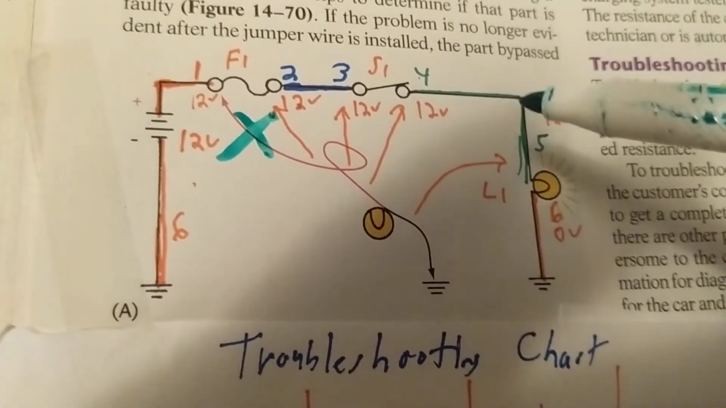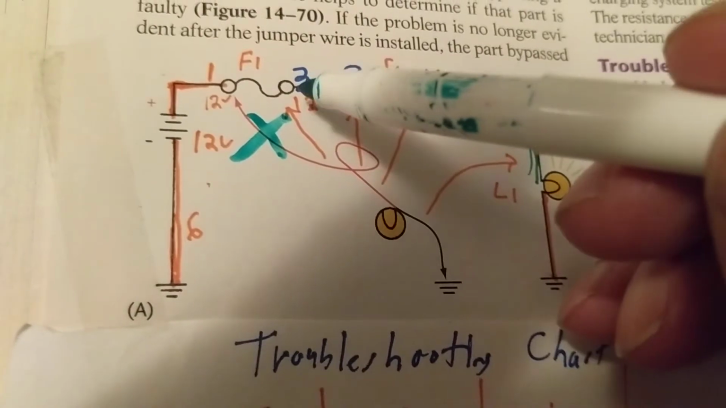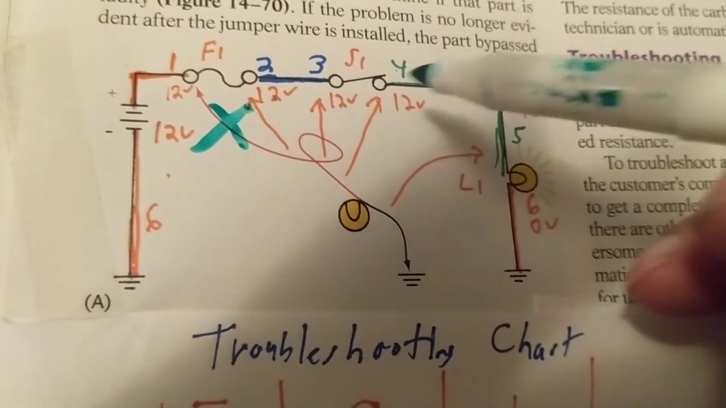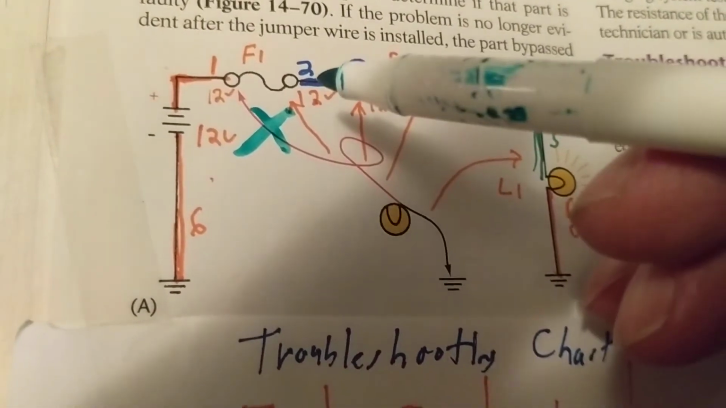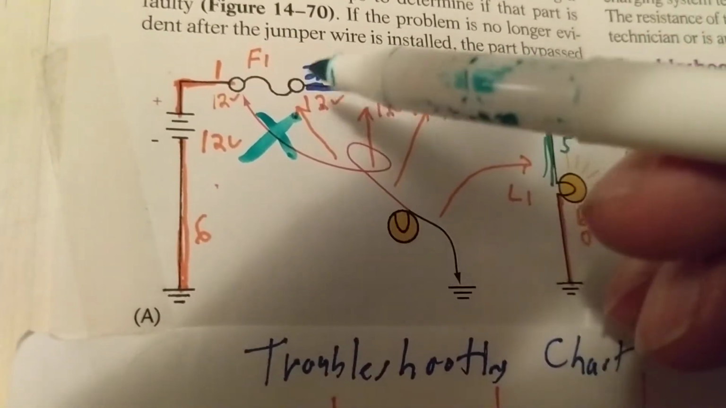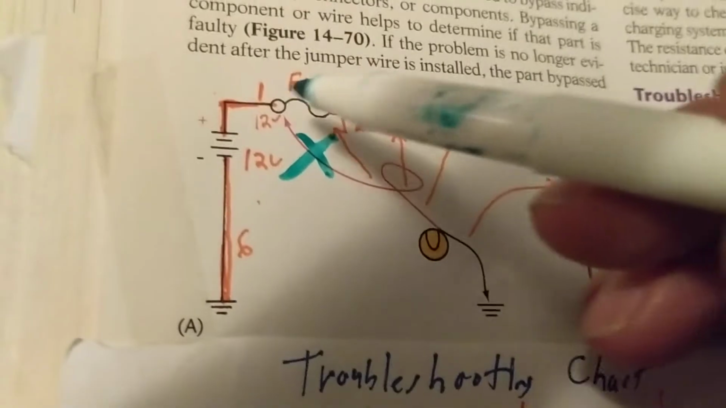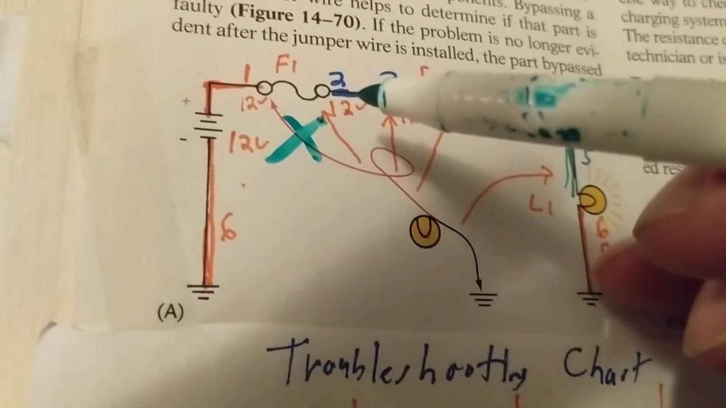What will I measure all afterwards? 0. If this is 0, this is 0. 0, 0. Why? Because these are not connected to the battery. Basically, 12 volts here, 0 volts here. Across the open, I measure the whole 12 volts. Remember that.